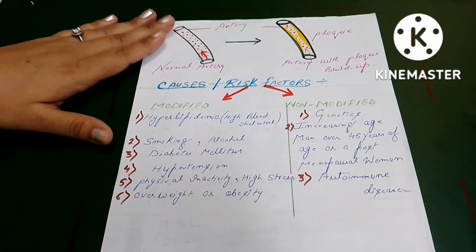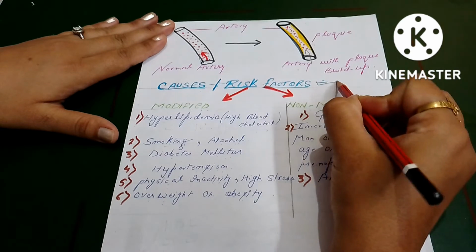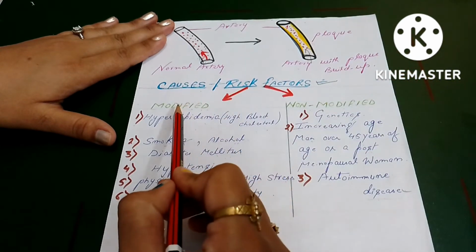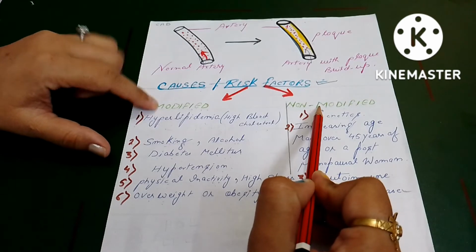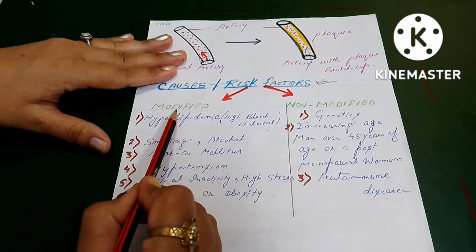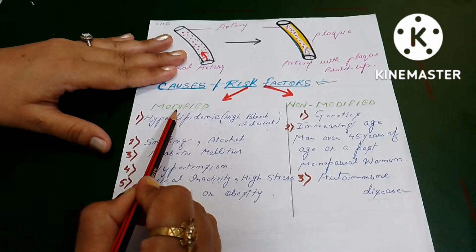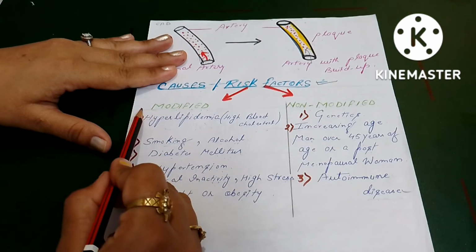Now let's discuss our causes and risk factors. I have divided this into two parts, modifiable and non-modifiable. Modifiable means it is in our hands. We can change it through our lifestyle or our routine. We can change these factors. So let's discuss the modifiable ones.